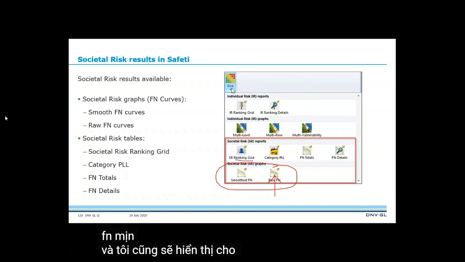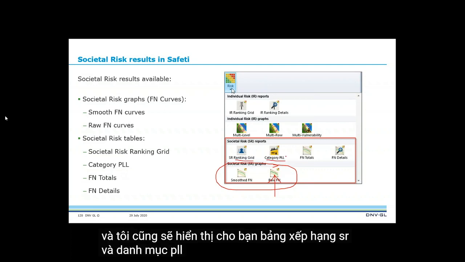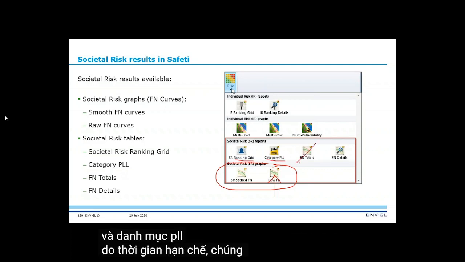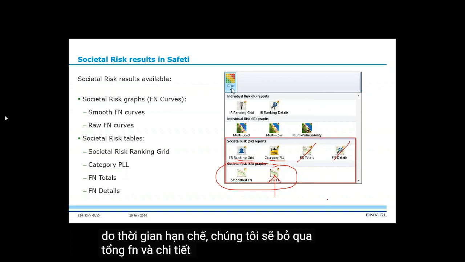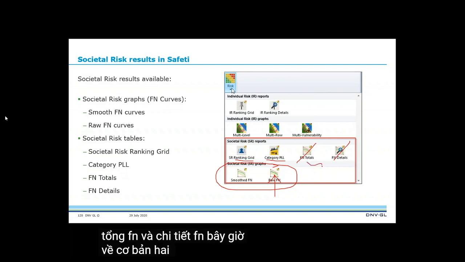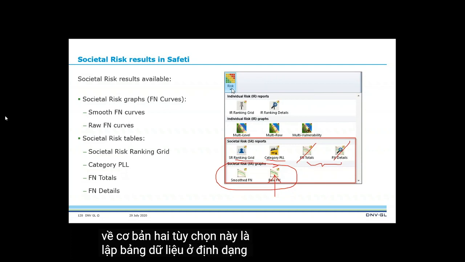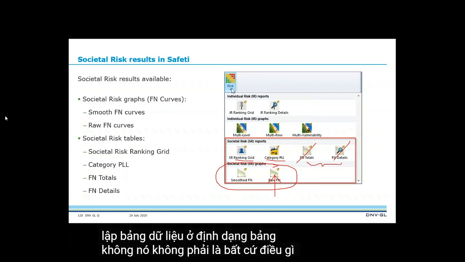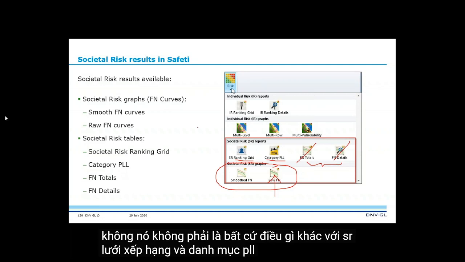I will also show you the SR ranking grid and category PLL. Due to time constraints, we will leave out FN totals and FN details for now. Basically, these two options tabulate the data in table format. It's not anything different from the SR ranking grid and category PLL.